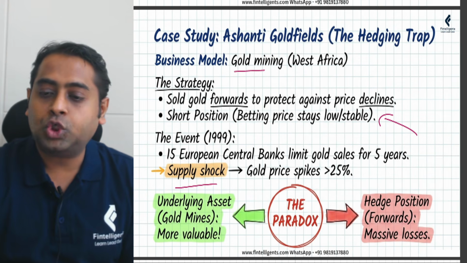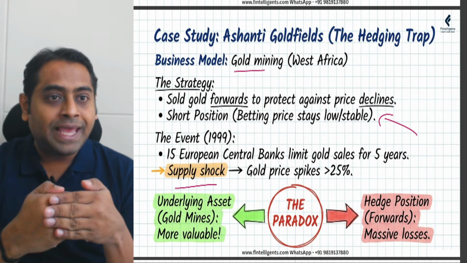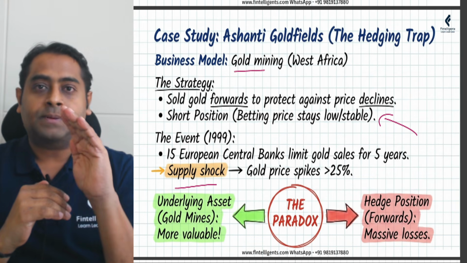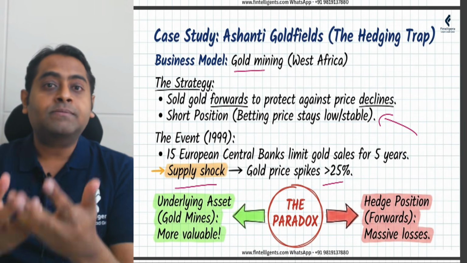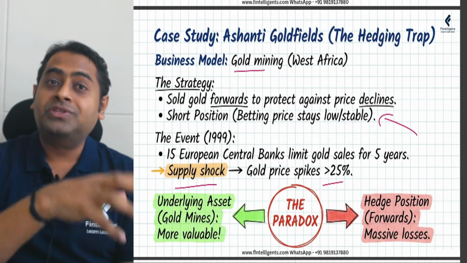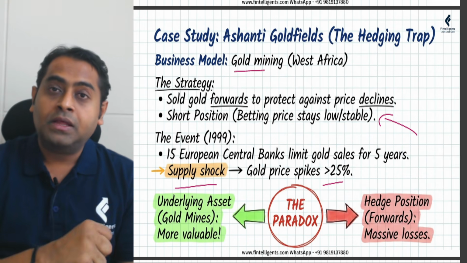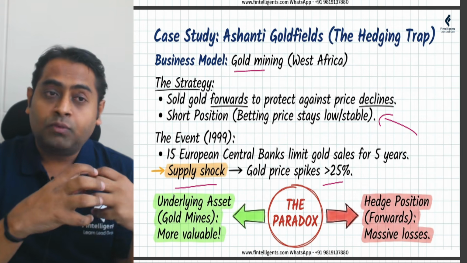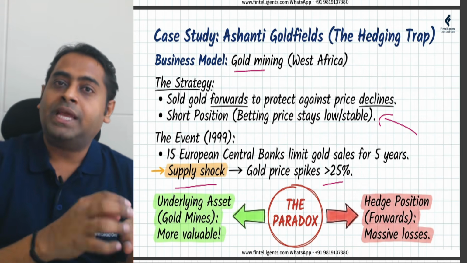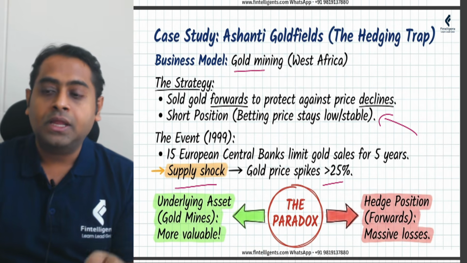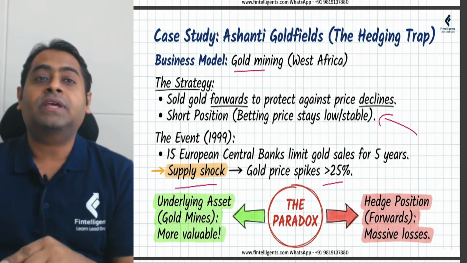So there was a supply shock. Okay, if there is no supply in the market, the price automatically goes up. Correct. So it went up by 25%. Now they started facing problems. First of all, whatever gold they have will take some time to sell. Secondly, because it's a mine, the gold might come in the future, right? But all the forward contracts that they have taken are in loss.